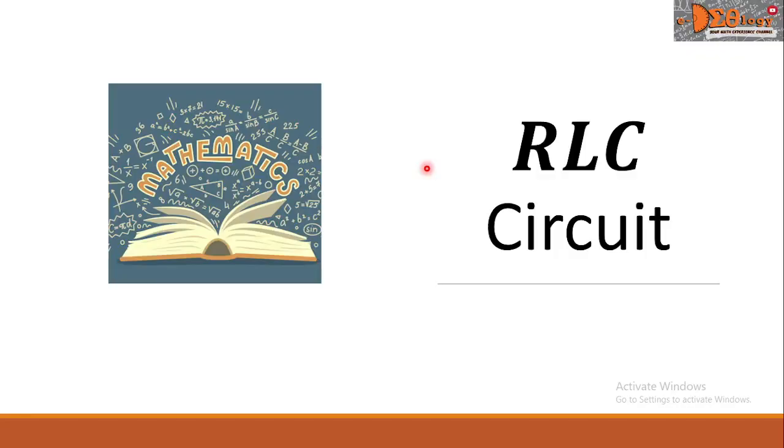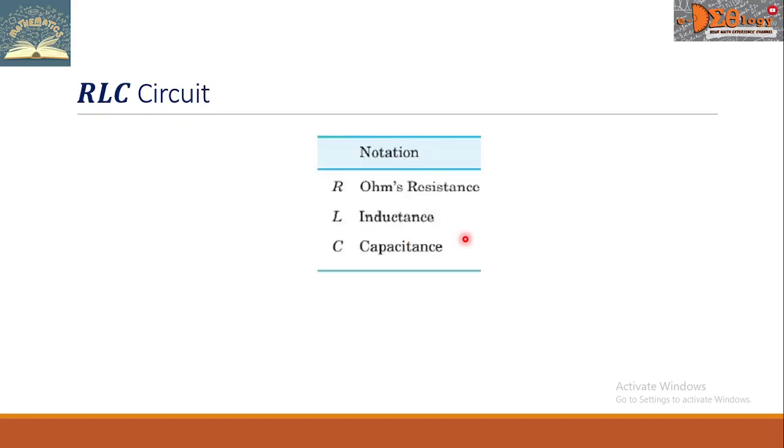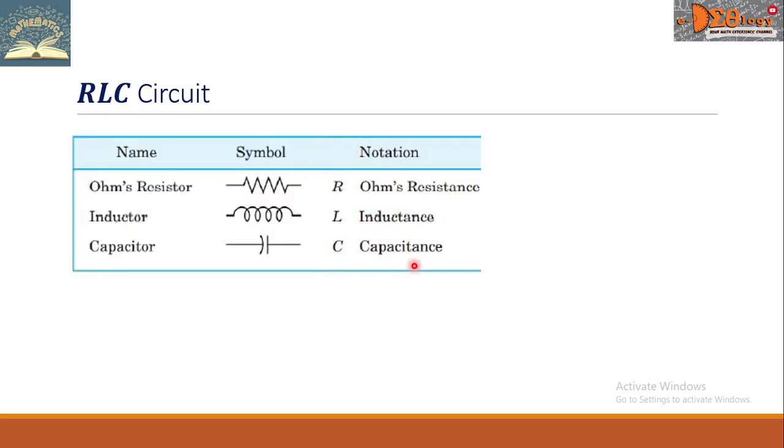Hi everyone. Today we're going to study RLC circuit. RLC means R, that stands for ohms resistance, L is the inductance, and C is the capacitance. Moreover, we have this R to be the ohms resistor. The L also refers to inductor and C the capacitor respectively.